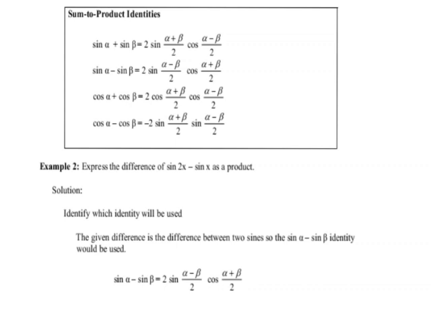Example number 2. Express the difference of sine 2x and sine x as a product. So the solution is, first, identify which identity will be used. The given difference is the difference between two sines, so the sine A minus sine beta identity will be used. Sine A minus sine beta is equal to 2 sine of (A minus beta) over 2 cosine of (A plus beta) over 2.